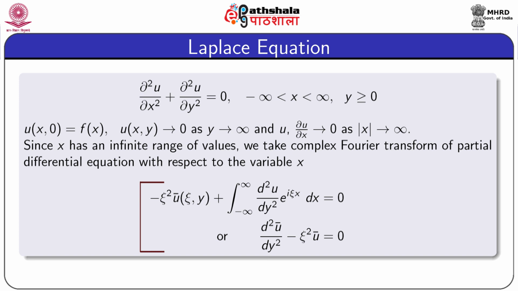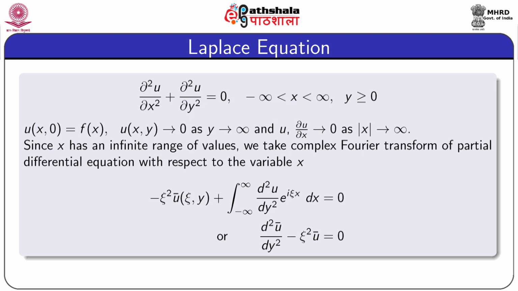If you look at the expression given by the integration, in this integral if we interchange the differential and integral operator, then it gives d2 by dy square of integration from minus infinity to plus infinity of u into e to the power i xi x dx. So, that is nothing but u bar. So, the second term in the expression is d2 u bar by dy square and the first term is minus xi square u bar equals to 0. Now, this is the resultant equation.